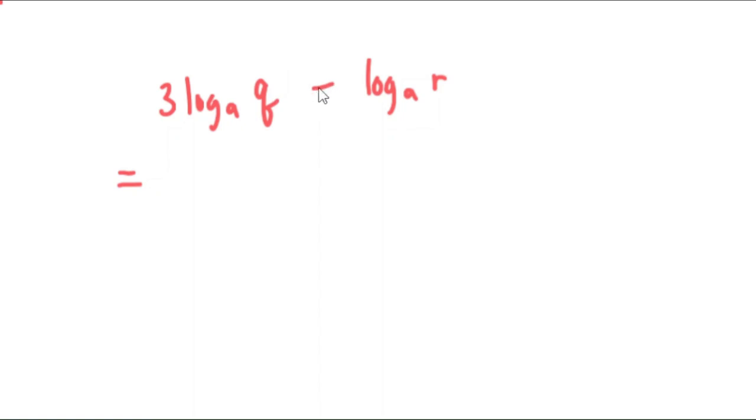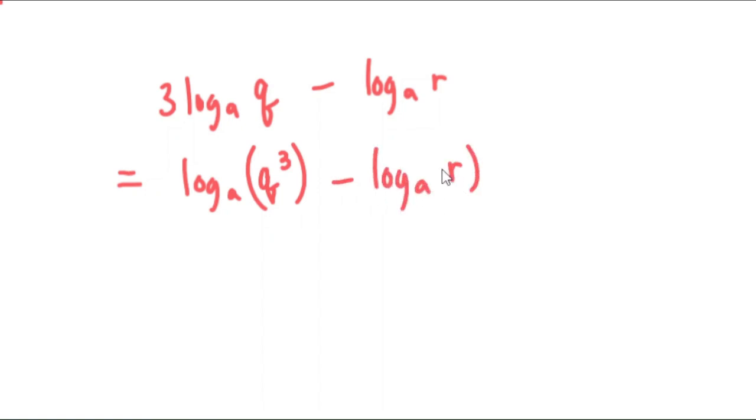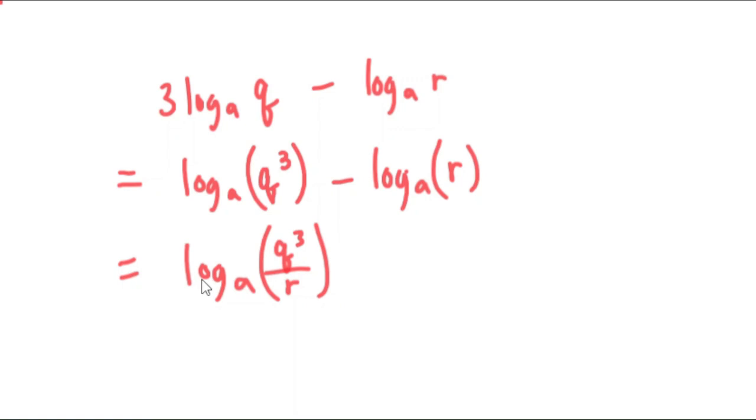So we're not going to do the subtraction part and turn it into a quotient just yet. We're going to take the 3 and move it up here. We can write this as log base a of q cubed minus log base a of r. Okay, and now we have a difference of logarithms, so we can rewrite this as a quotient, log base a of q cubed over r. Right? Isn't that what the quotient property would say? Log base a of this, isn't it the same thing as log base a of the top minus log base a of the bottom? So this is log base a of q cubed over r.